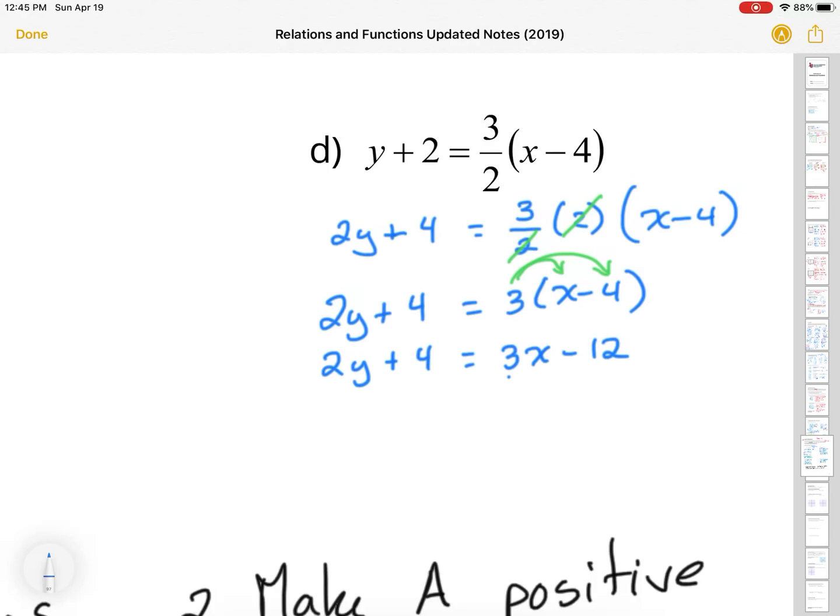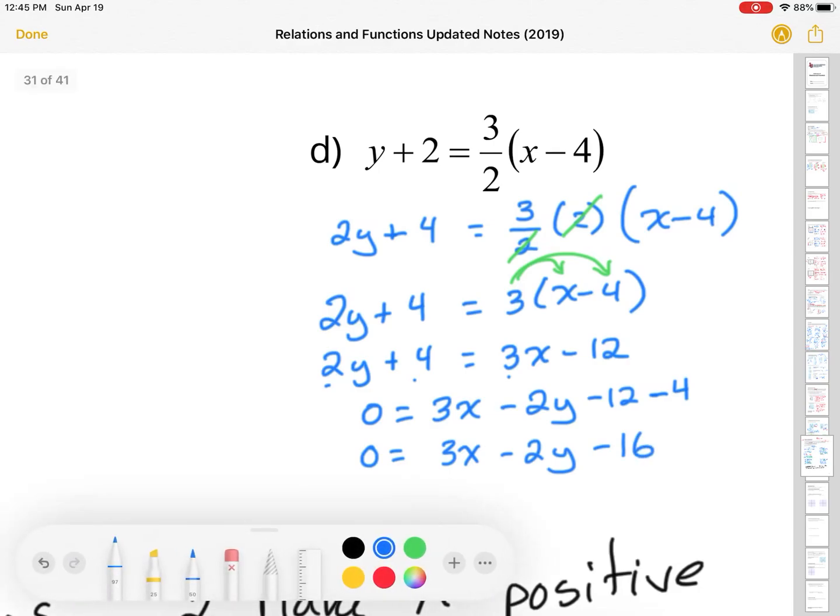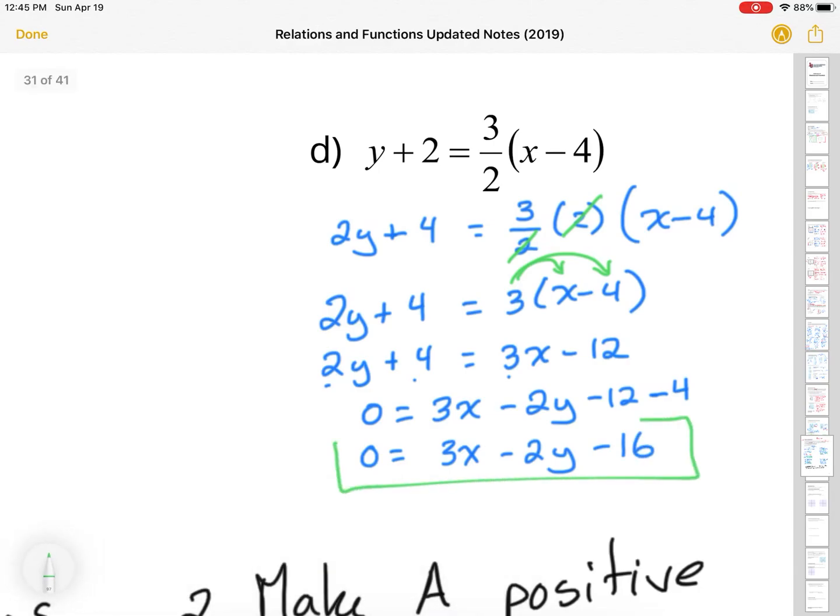Now x on this side is positive, so I'm going to move everything over to that side. So I'll get 0 is equal to 3x. When I move this 2y over, it'll become minus 2y. Minus 12 minus 4, because I move this 4 over and it becomes minus 4. So I'll get 3x minus 2y minus 16. And put it in a box like a present for your teacher.